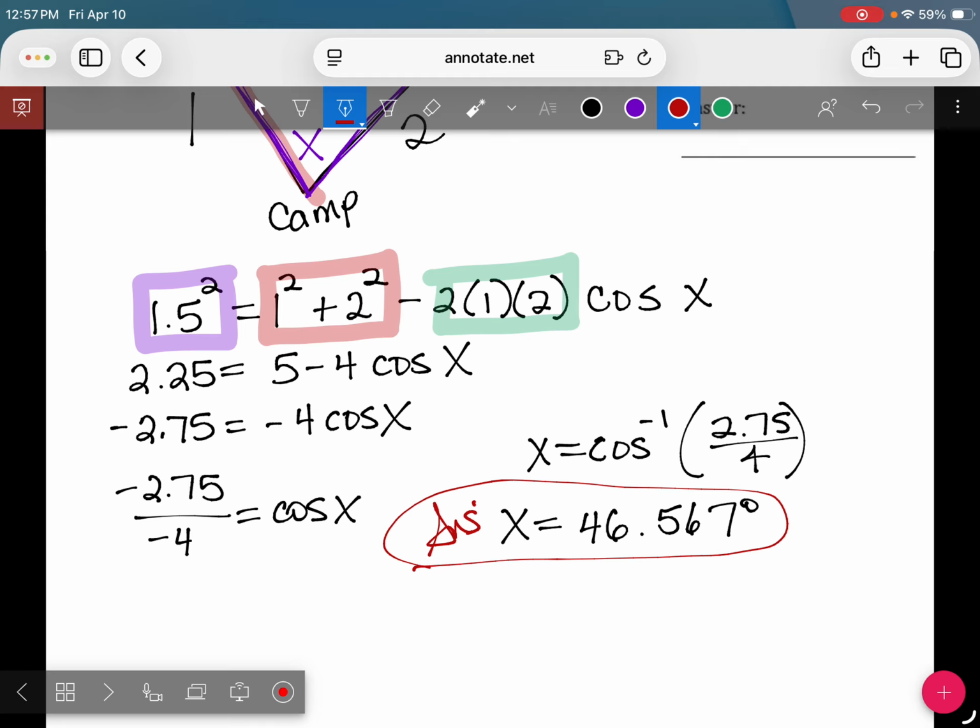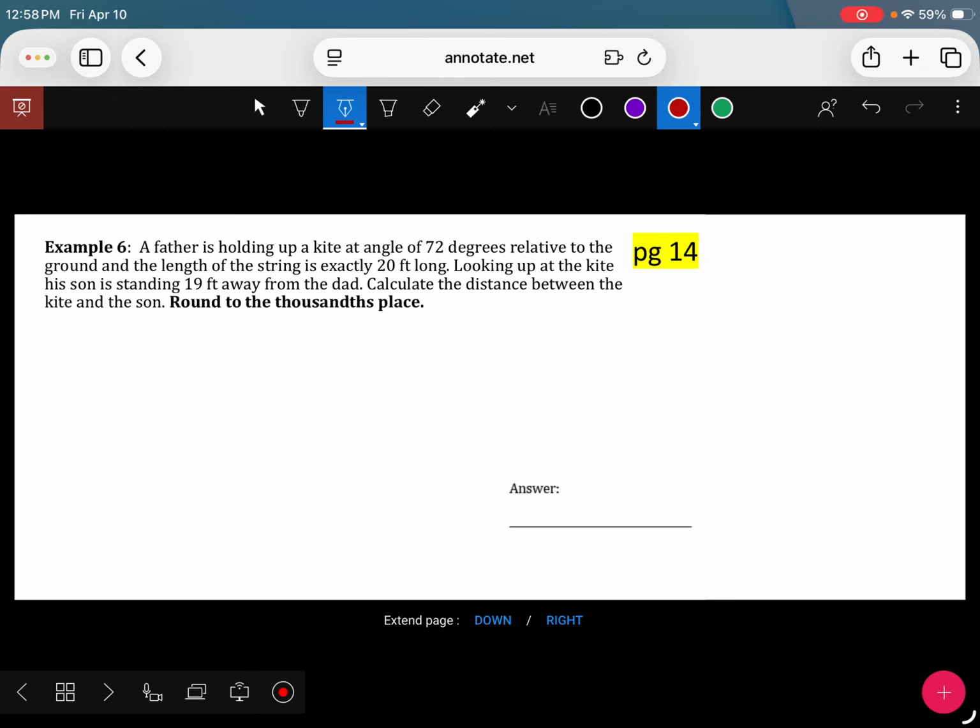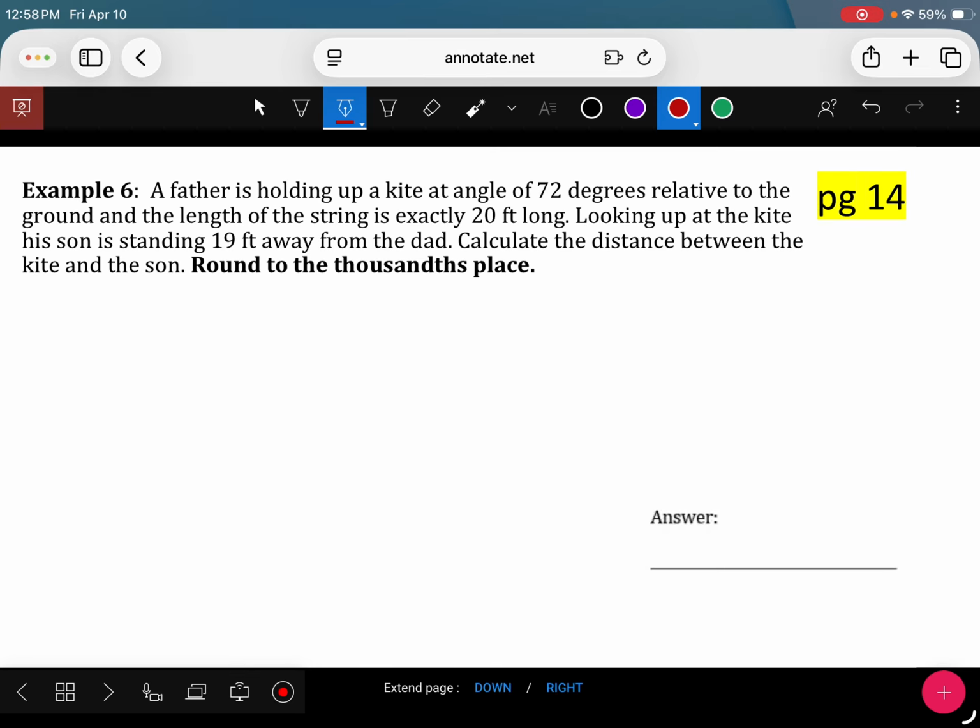Any questions? Pretty good? All right, we are actually going to skip 5 and go directly to 6. So let's go to 6. So we have a father that's holding a kite at an angle of 72 degrees relative to the ground. The length of the string is exactly 20 feet long. Looking up at the kite, his son is standing 19 feet away from the dad. Calculate the distance between the kite and the son.